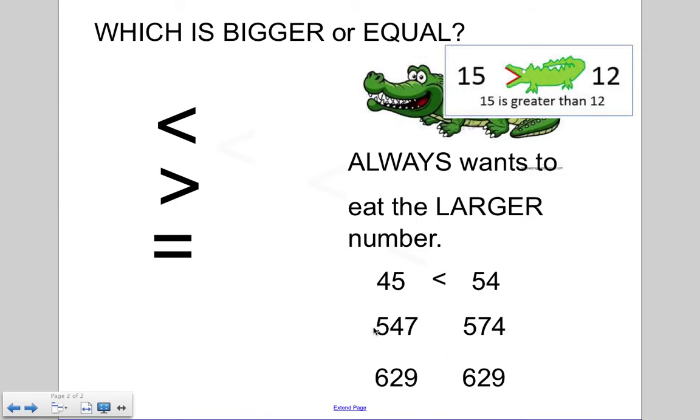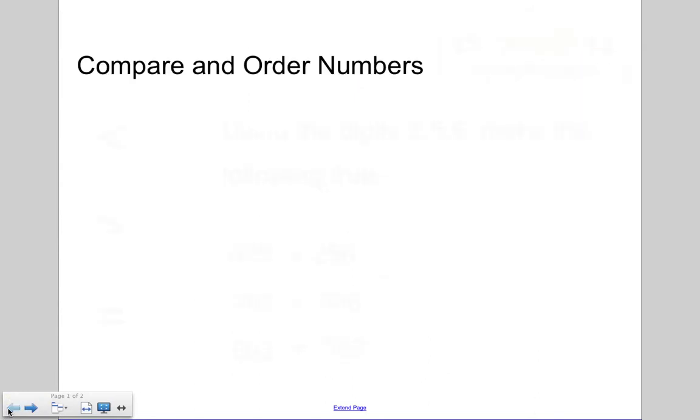When I look at this one, same idea. I have a 5 and a 5. They're both the same, so I have to go to the next number. I have a 4 and a 7. I know 7 is larger than 4, which means it has to be this number here. And then lastly, I have a 6 and a 6, a 2 and a 2, a 9 and a 9. They're both exactly the same, which means it is equal. So that's one part of the lesson.